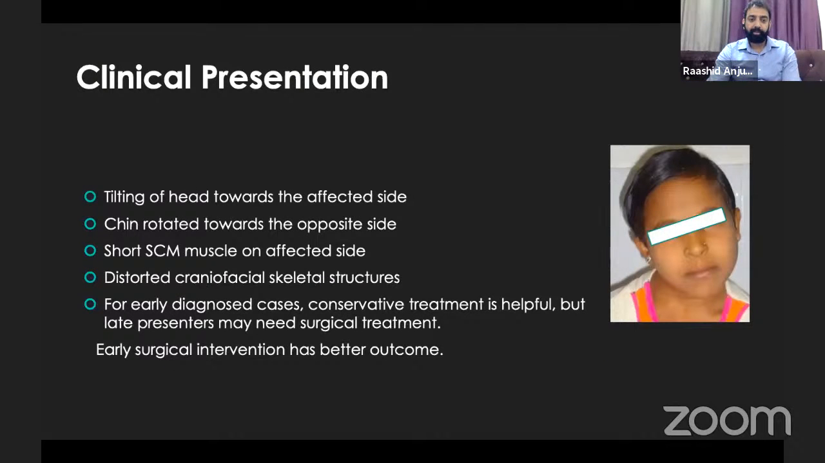Clinically, it's characterized by tilting of the head toward the affected side. The chin is rotated toward the opposite side. The sternocleidomastoid muscle is short and inelastic, and in untreated cases it can be associated with facial asymmetry, plagiocephaly, and other parameters. Earlier diagnosed cases can be treated conservatively, but late presenters may need surgical intervention. And when surgery is needed, early intervention in children less than 4 years has a better prognosis and outcome compared to older kids.